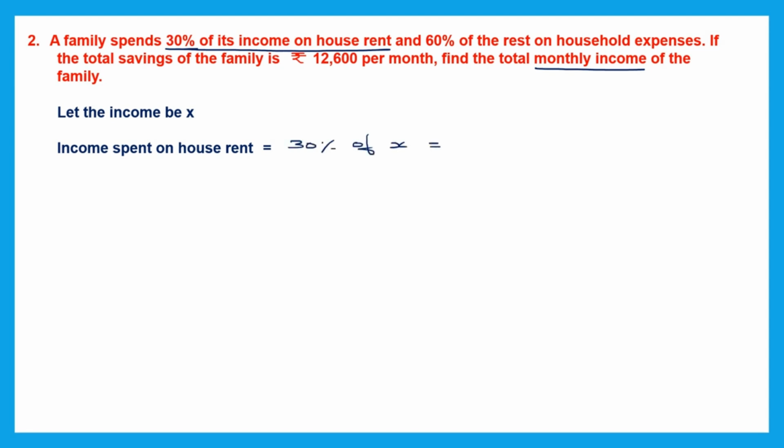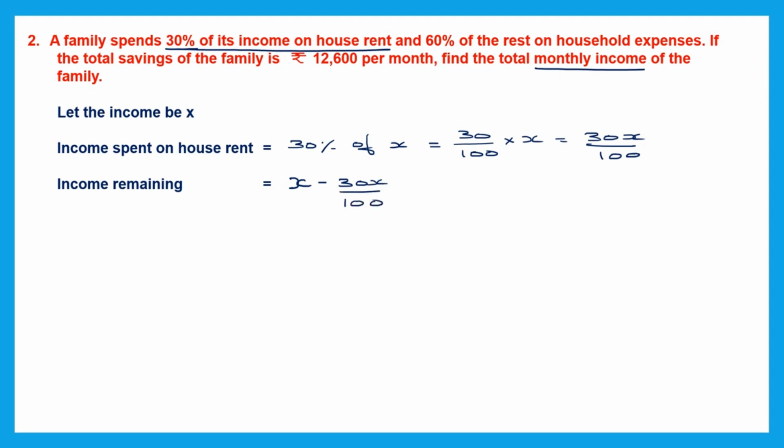So let's calculate this. 30% of X means 30 by 100 into X. So that is 30X by 100. This is the amount that is spent on house rent. Now, the income remaining means from the original income, that is X, so much has been spent. So X minus 30X by 100. So let's calculate this and see.